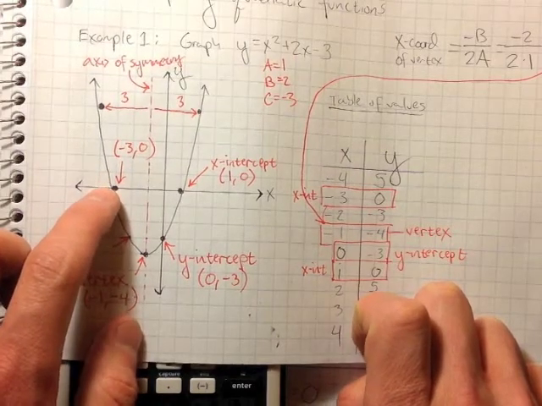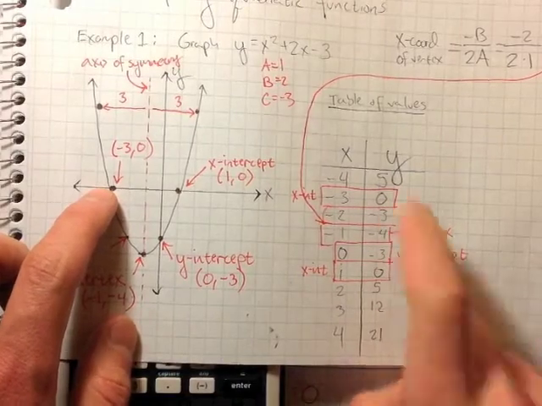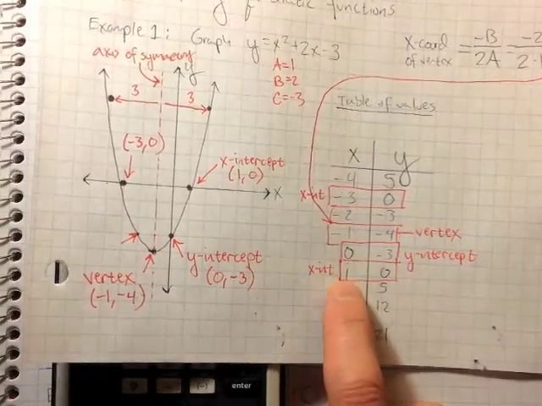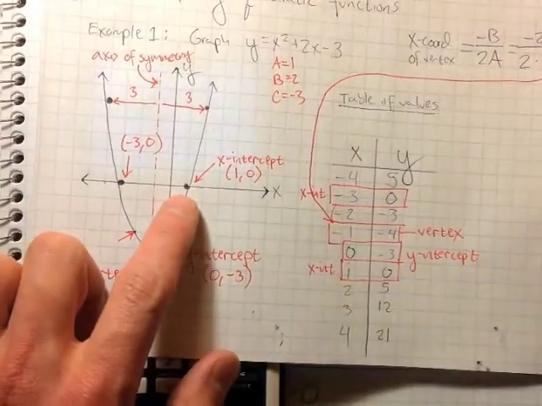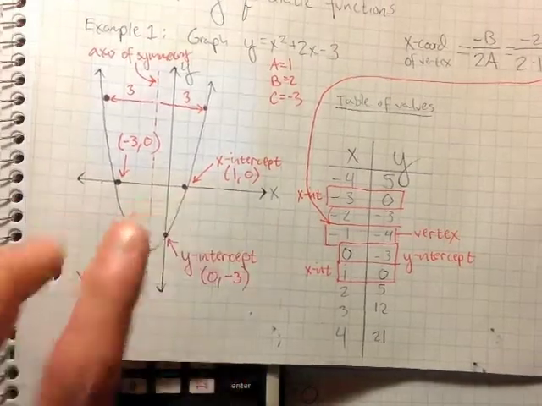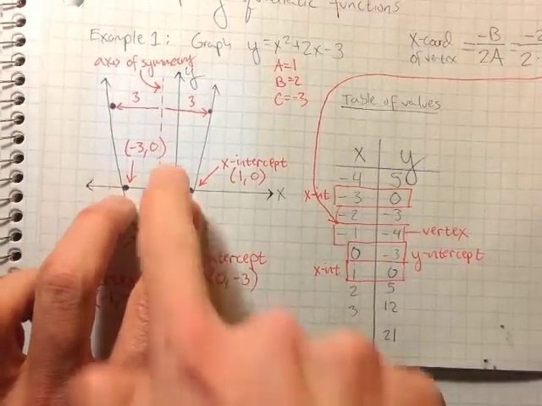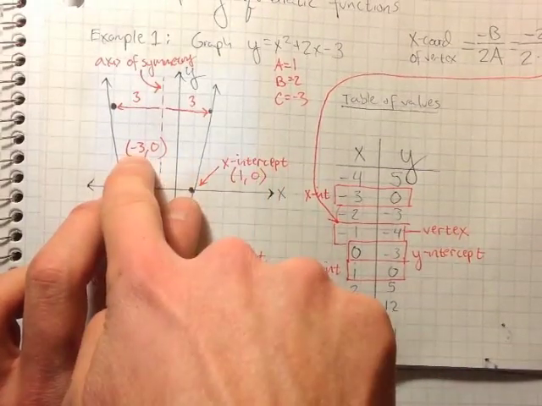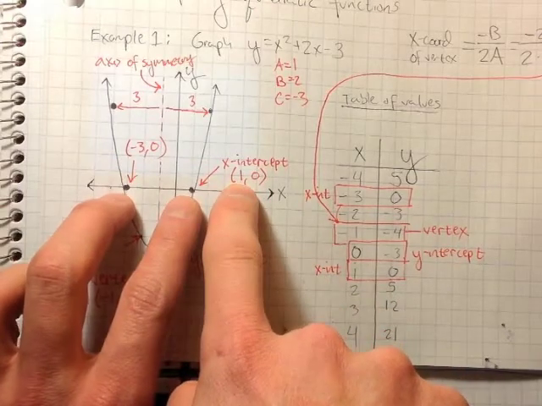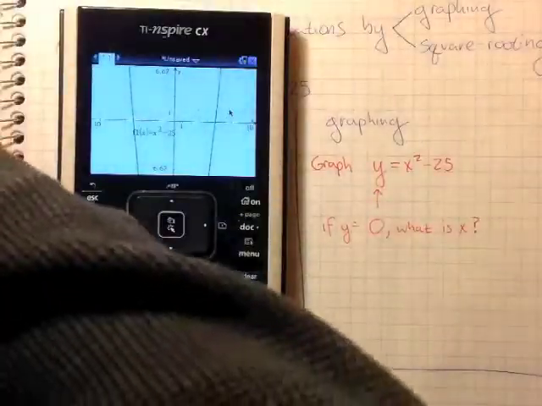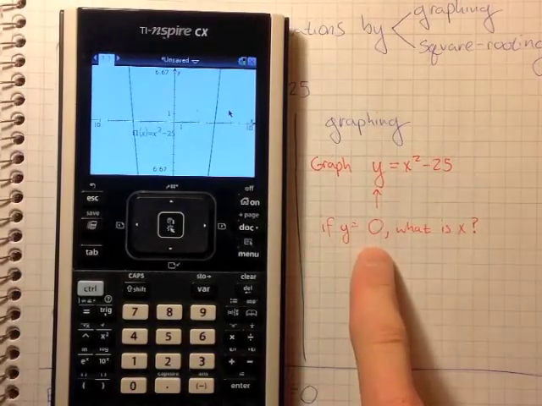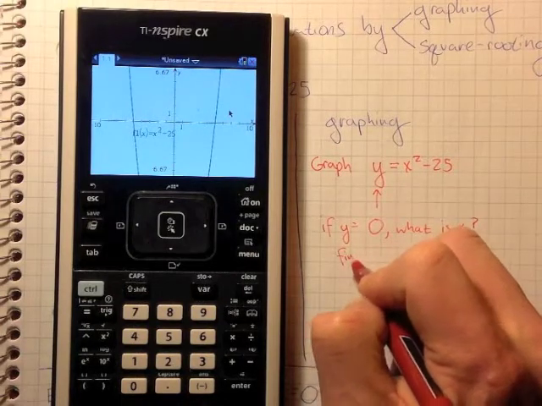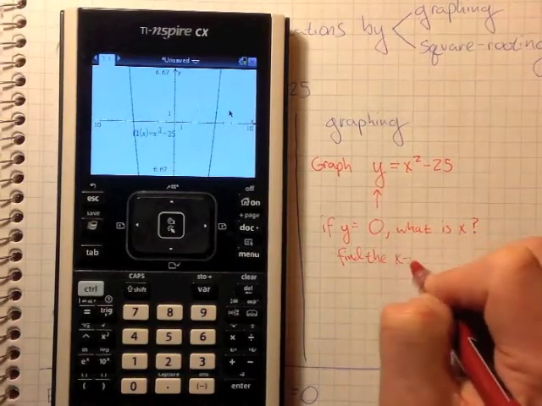But y is 0 at another place in this particular function. Y is also 0 down here. And in that case, x is 1. And that corresponds to that x-intercept there. So there are two possible places where y is 0. And so we say that the x-intercepts are negative 3 and positive 1. So this question that we asked here, if y is 0, what is x, is the same exact thing as asking find the x-intercepts.